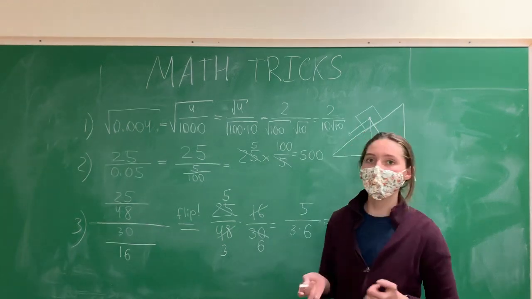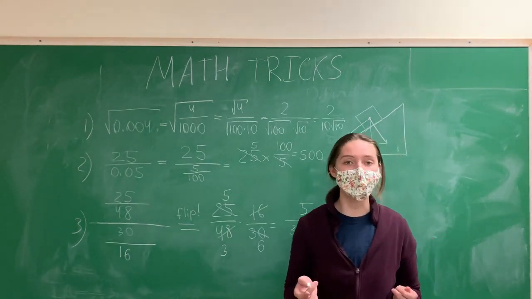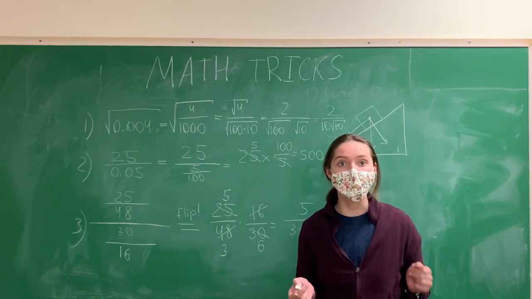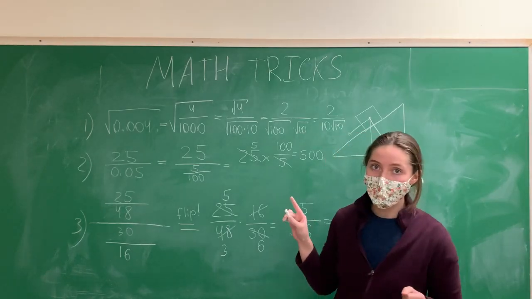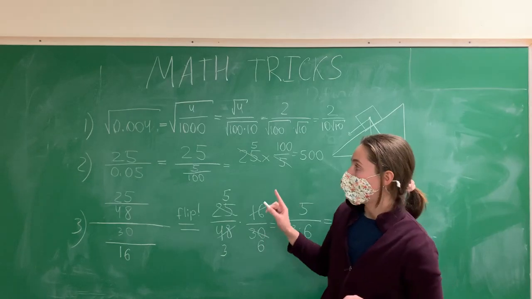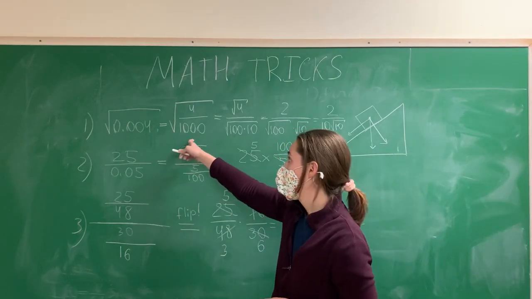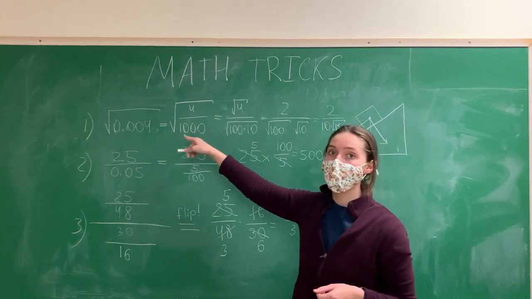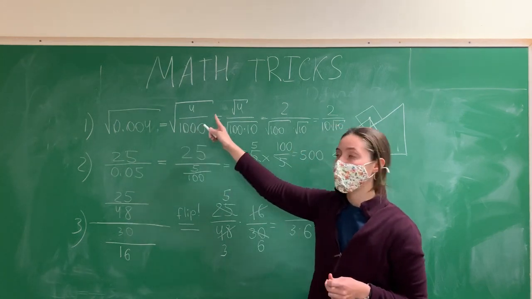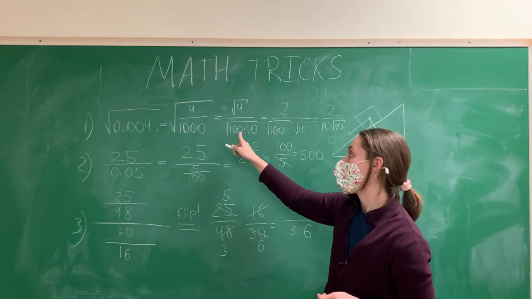In this video, we're going to talk about math tricks that can help you solve problems without a calculator on an exam. The first one is taking the square root of a decimal number. First of all, you can rewrite it as a fraction, and that often makes things easier. Then you can remember that taking the square root of a fraction is the same as taking the square root of the top and the square root of the bottom.